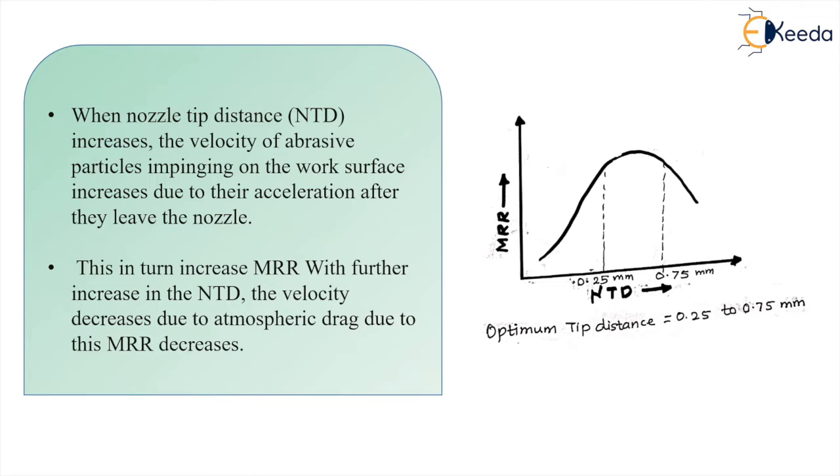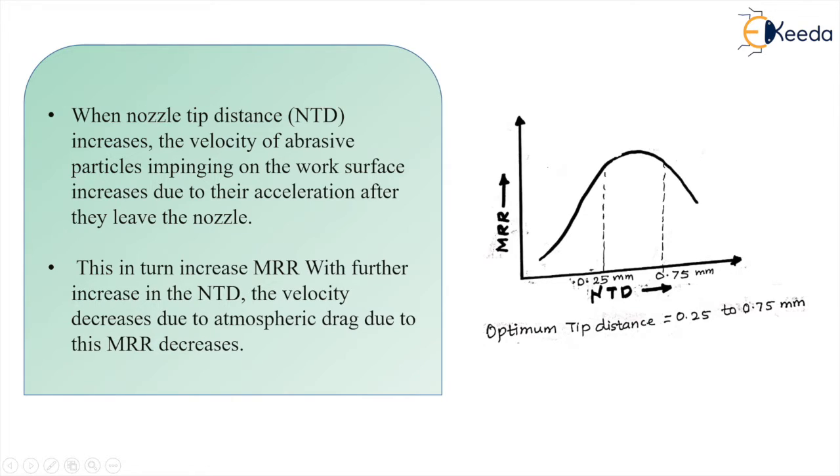How is the nozzle tip distance governing your MRR? You can see here, when you increase the nozzle tip distance, the velocity of abrasive particles impinging on the work surface increases, because their acceleration goes on increasing when they leave the nozzle. Because of that you will see there is a rise in MRR. So why does MRR first increase as we increase the nozzle tip distance? Because the velocity of abrasive particles increases, due to their acceleration going on increasing after they leave the nozzle tip, and after some time it goes on decreasing.